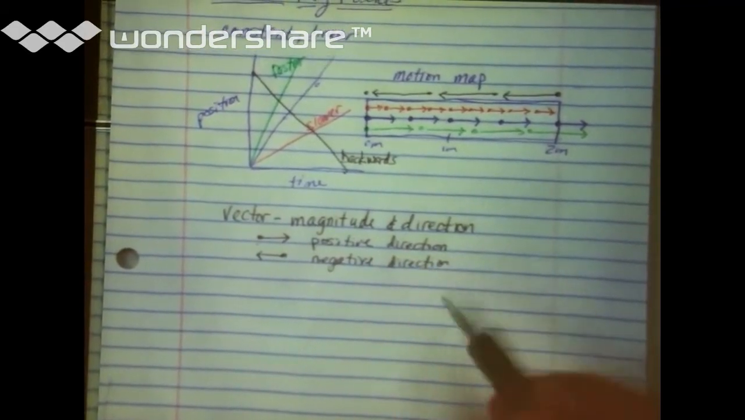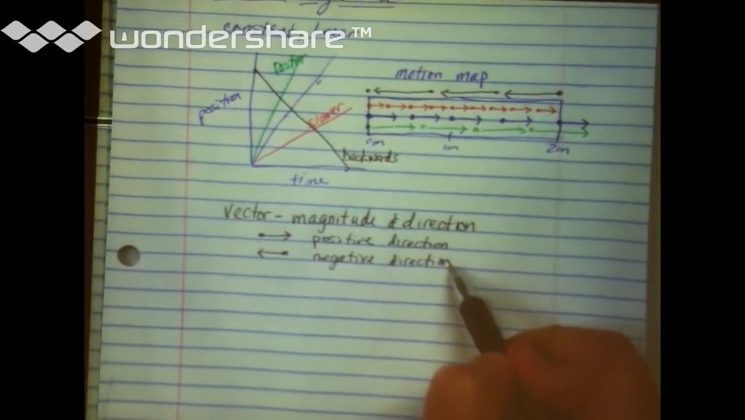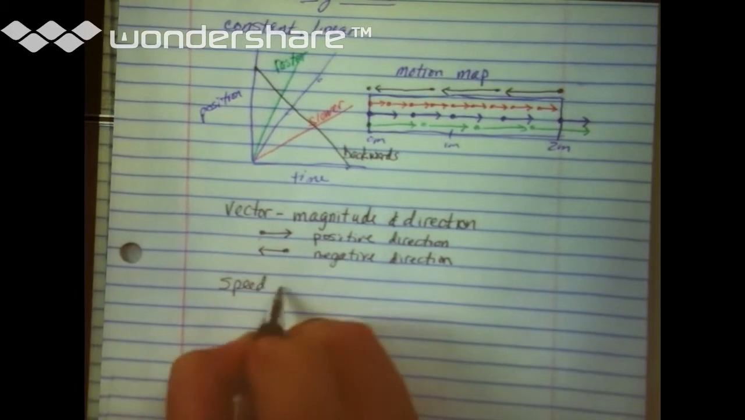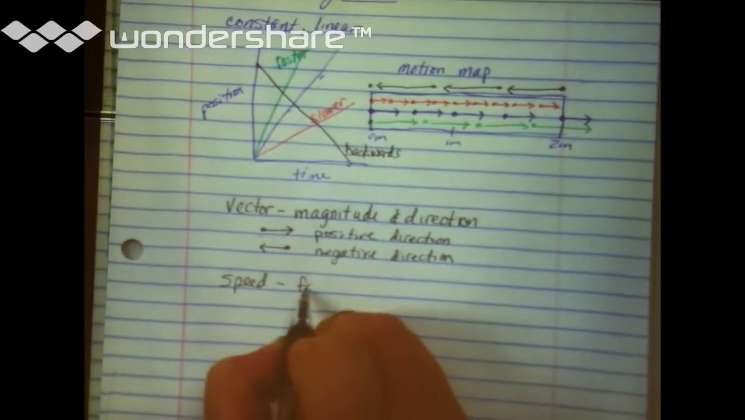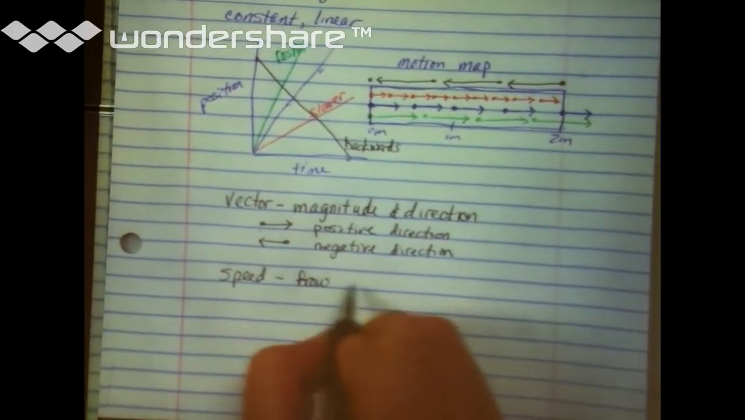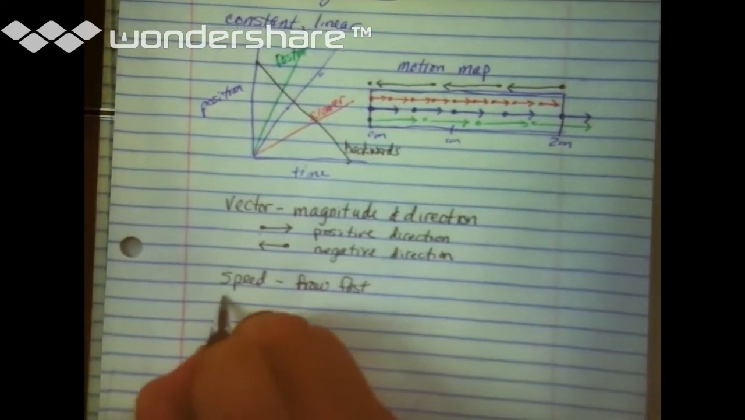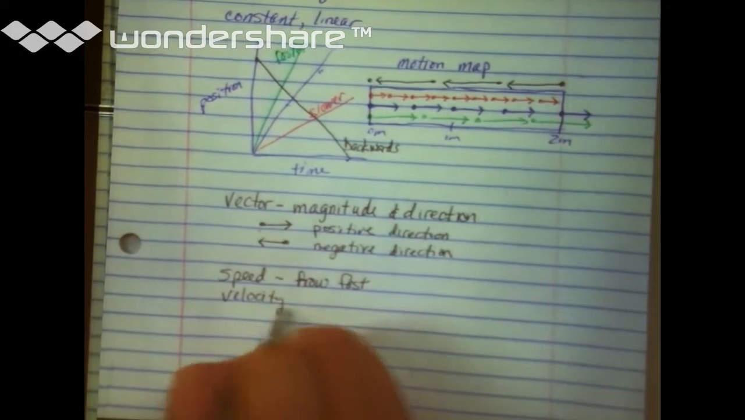With the difference in direction, we can get more information from our graph than just how fast. If I know my speed, I know how fast. That should be how, that's an H-O-W, how fast. But if I know how fast and my direction, then I know my velocity.